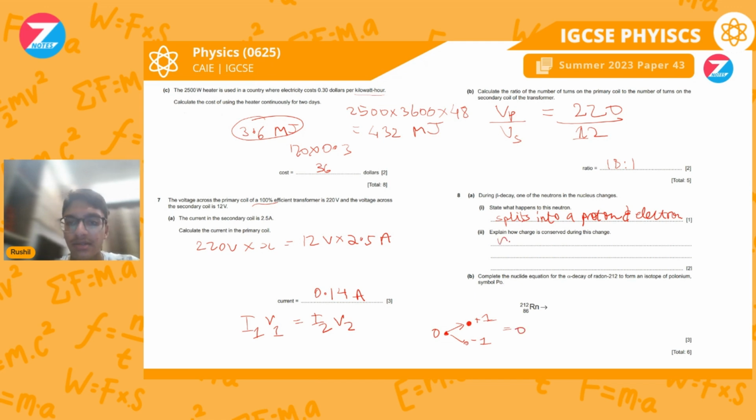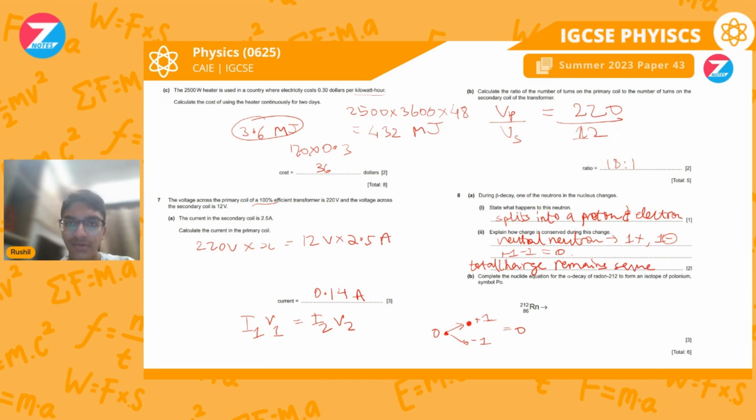So that's how a neutral neutron gives one positive and one negative. So 1 minus 1 plus 1 minus 1 is equal to 0. So total charge, I think we should say, remains the same.